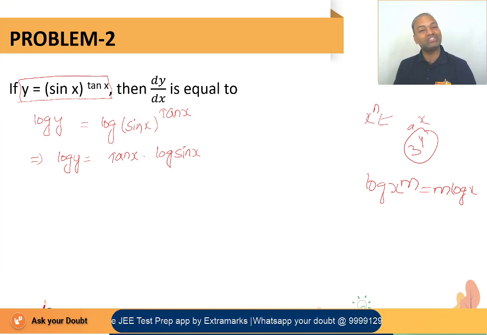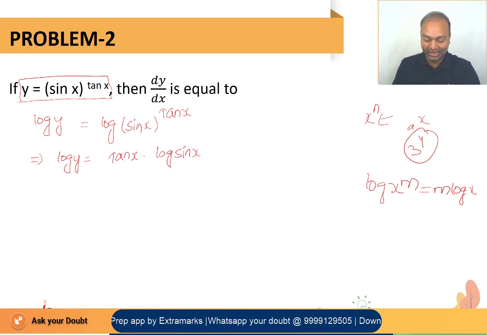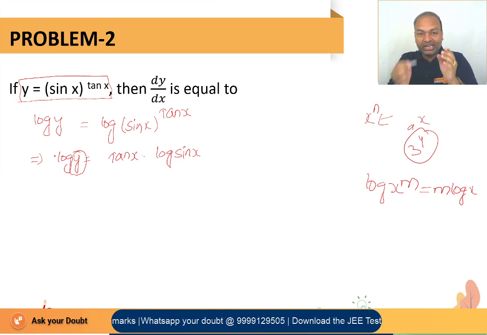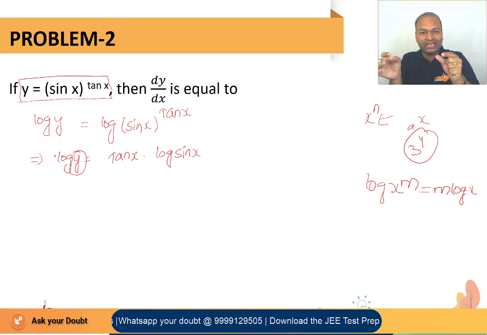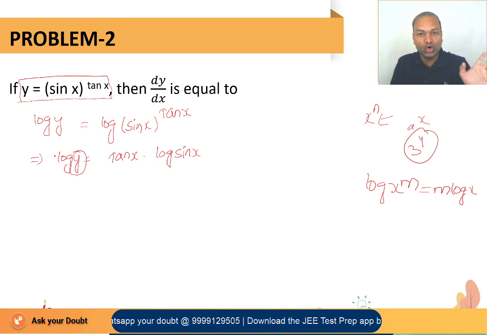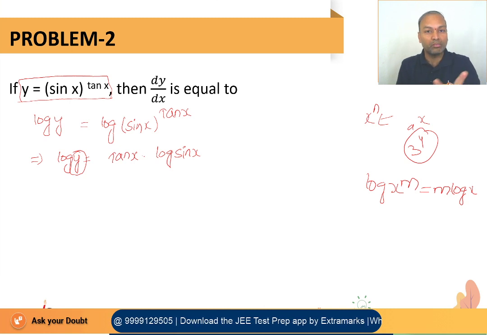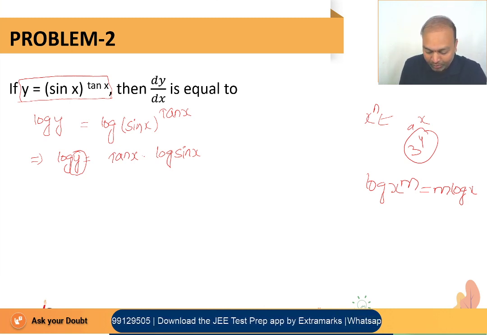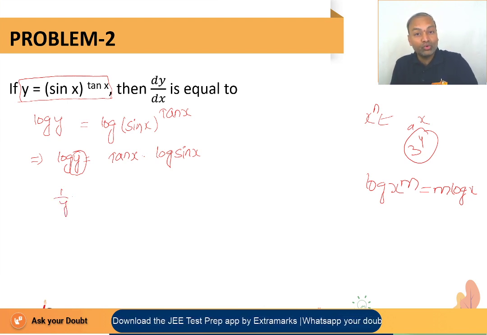Now differentiate this equation with respect to x. See here, I am assuming this part as x. Whenever you are assuming something as x, apply the chain rule concept. It is in the form of log x. Log x derivative is 1 by x. So 1 by y into derivative of assumption.